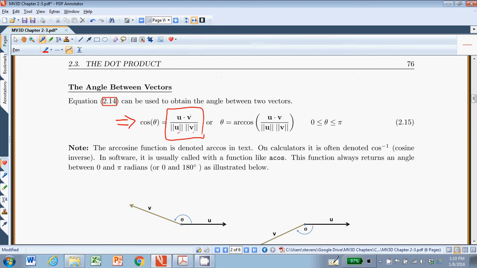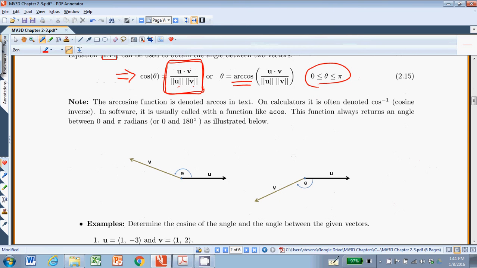And then you can actually get the angle between them, but there you do need some trig. There you do need to use the arc cosine. So if you take the arc cosine of this quotient, then you'll wind up with the actual angle. And that angle again will be given between 0 and pi. In other words, like this.